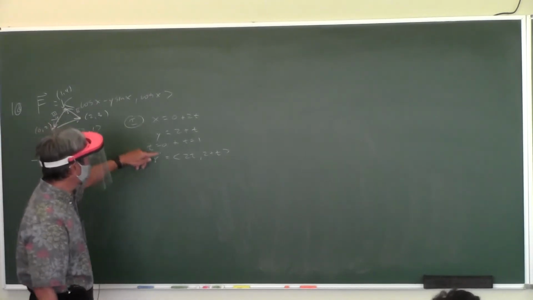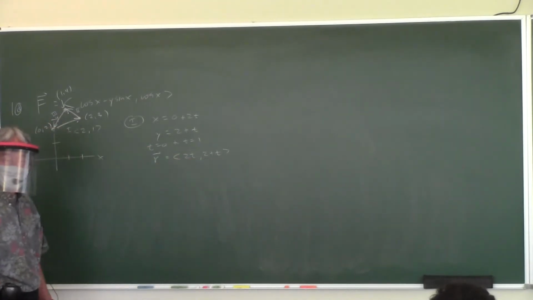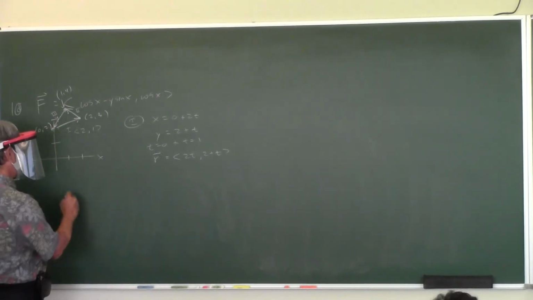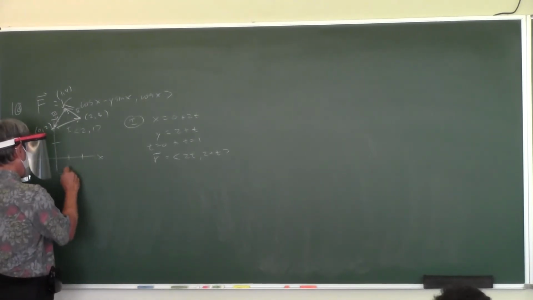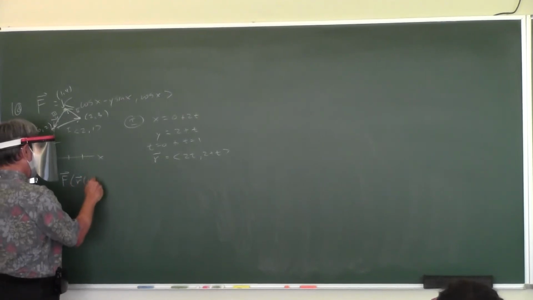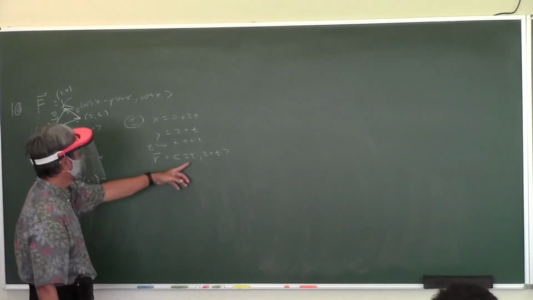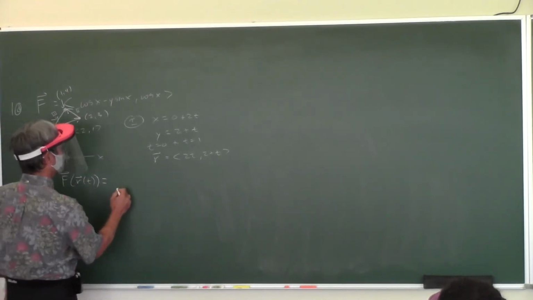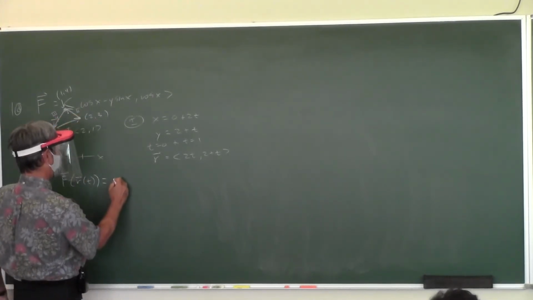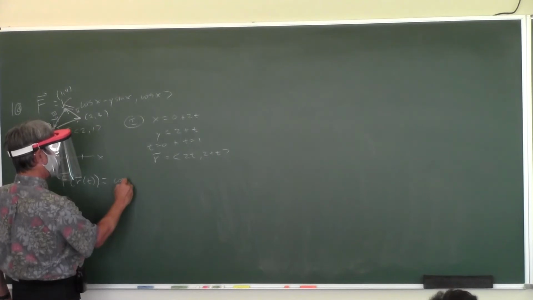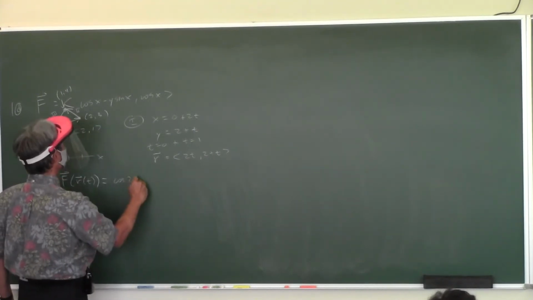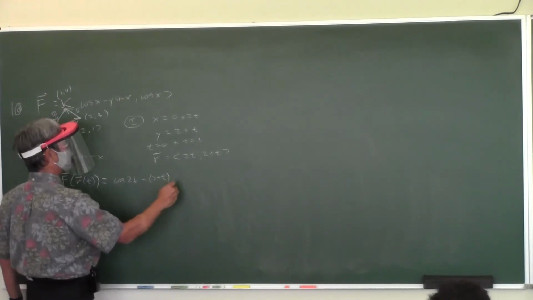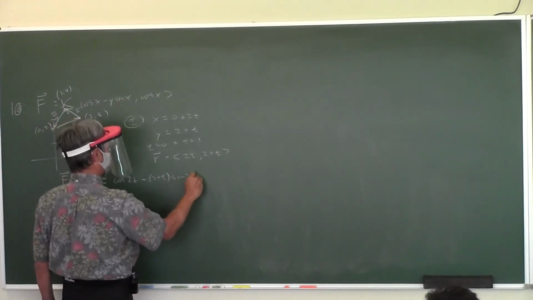Parametric equations, x, y. X component, y component. Okay, here we go. So now we need F of r of t. If I take the position vector and plug it into the force field, what do we get? Cosine x, so cosine 2t, that's x, minus y, 2 plus t, times sine x, so sine 2t.